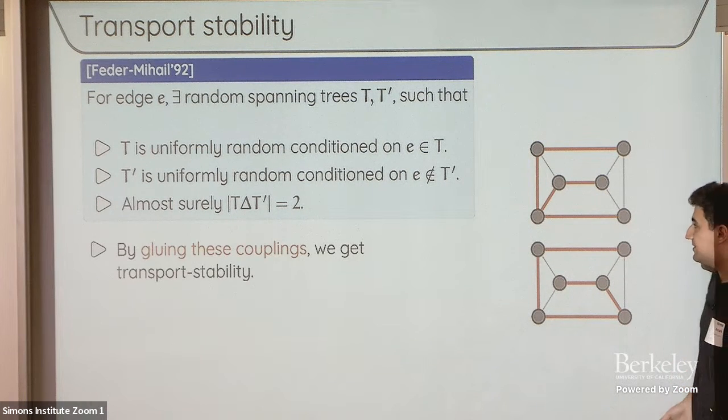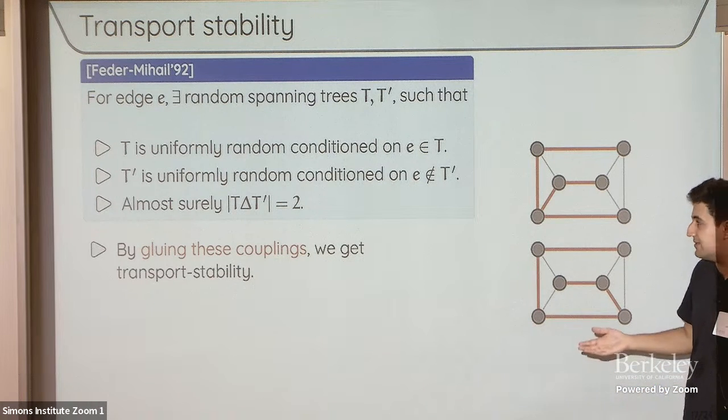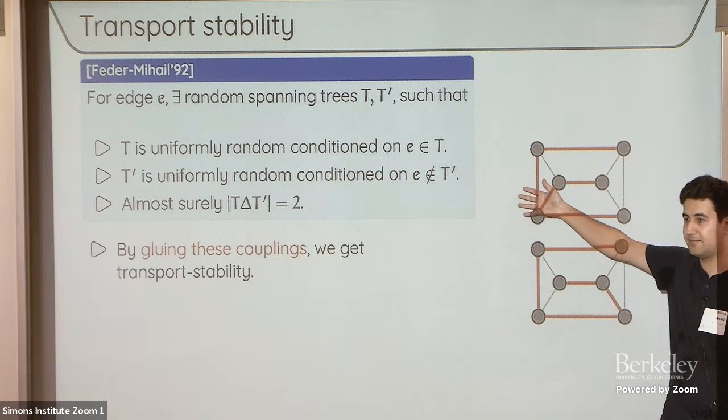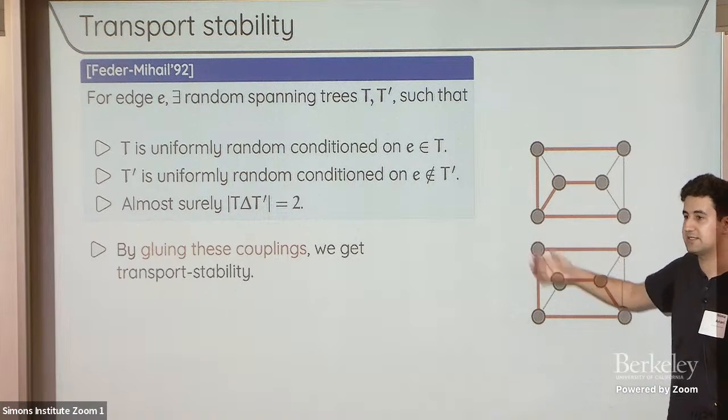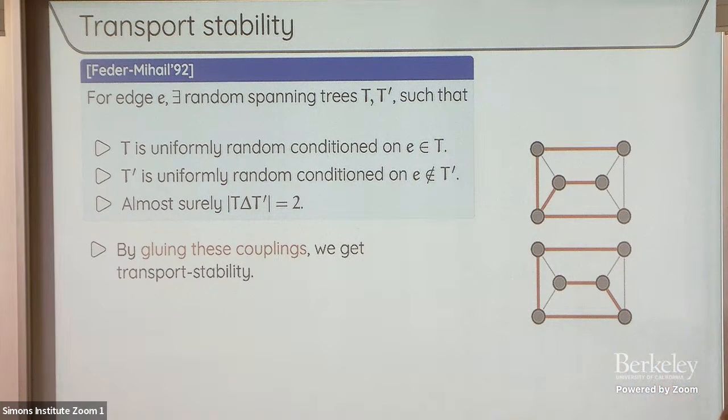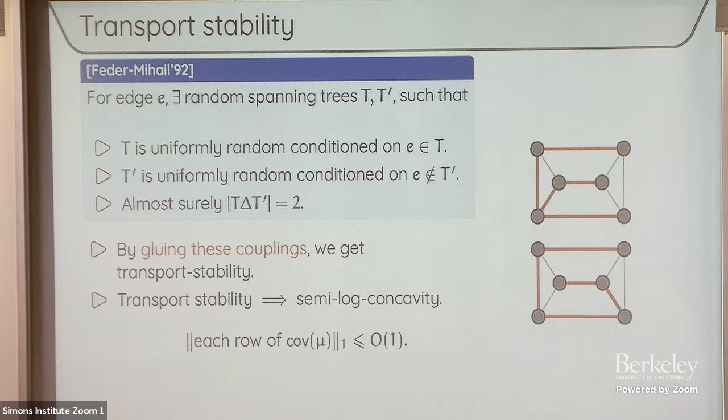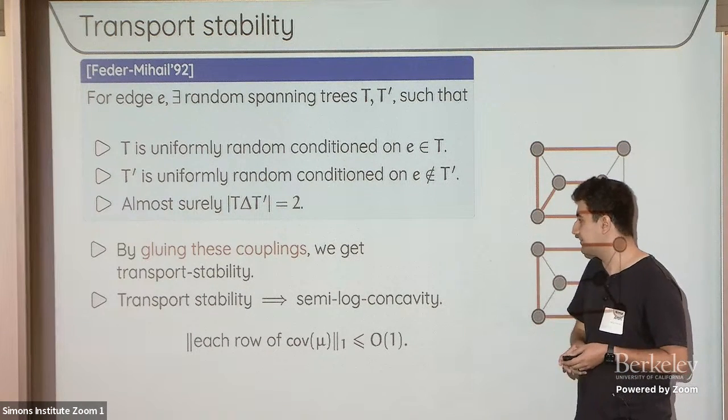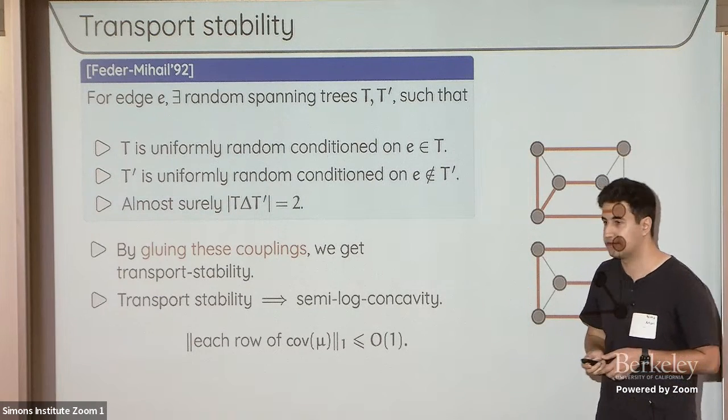But basically, transport stability, you can get it from statements like this by gluing these couplings. Essentially, if you want to go from one tilt to another tilt, just change the tilt parameters one coordinate at a time and use these couplings every time to construct low transport distance couplings between the distributions. All right. And I showed you transport stability already implies semi-log concavity.